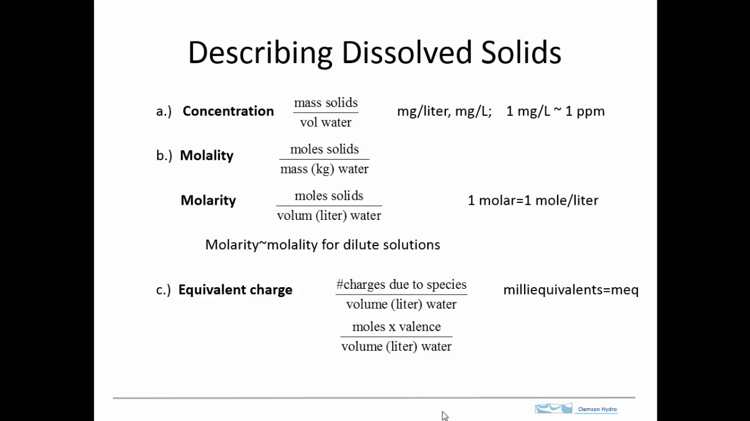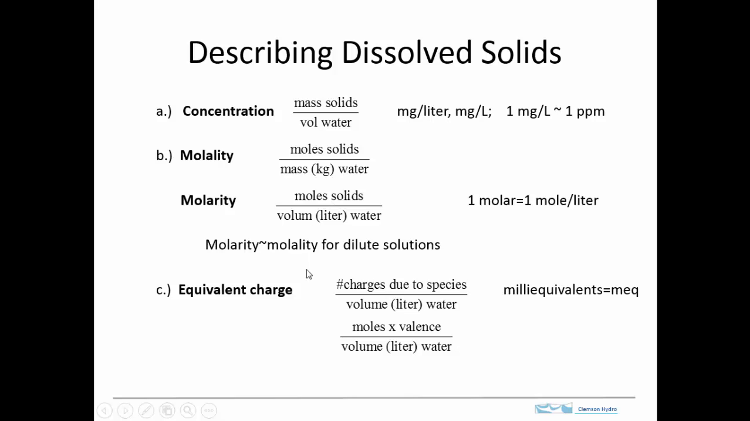All right, so we want to describe these dissolved solids, and what we've seen so far is that we can measure dissolved solids as the mass of solids per volume of water. This is typically how we would do it in the laboratory, and that's how we describe hardness. But we also might use the molality and the molarity, where instead of using the mass, we use the moles of the solids per mass of water, and the moles of solids per volume of water. And you probably remember this from chemistry class.